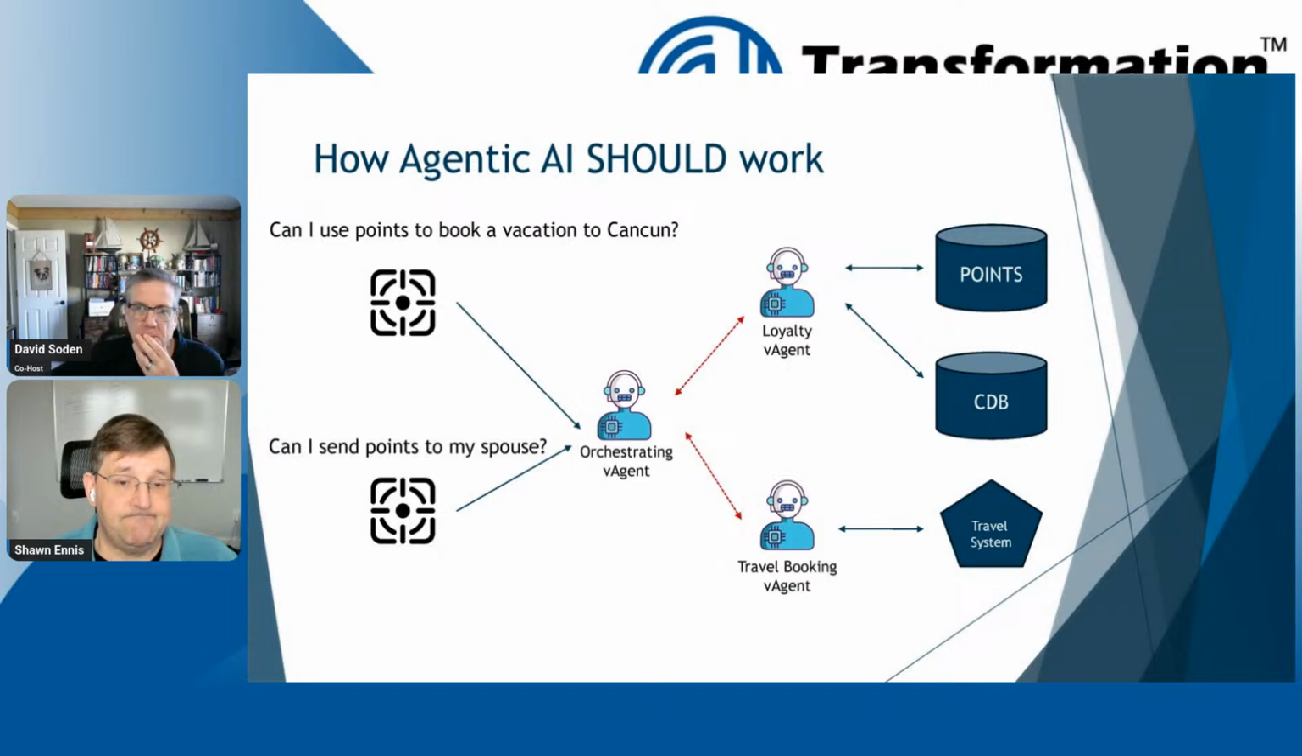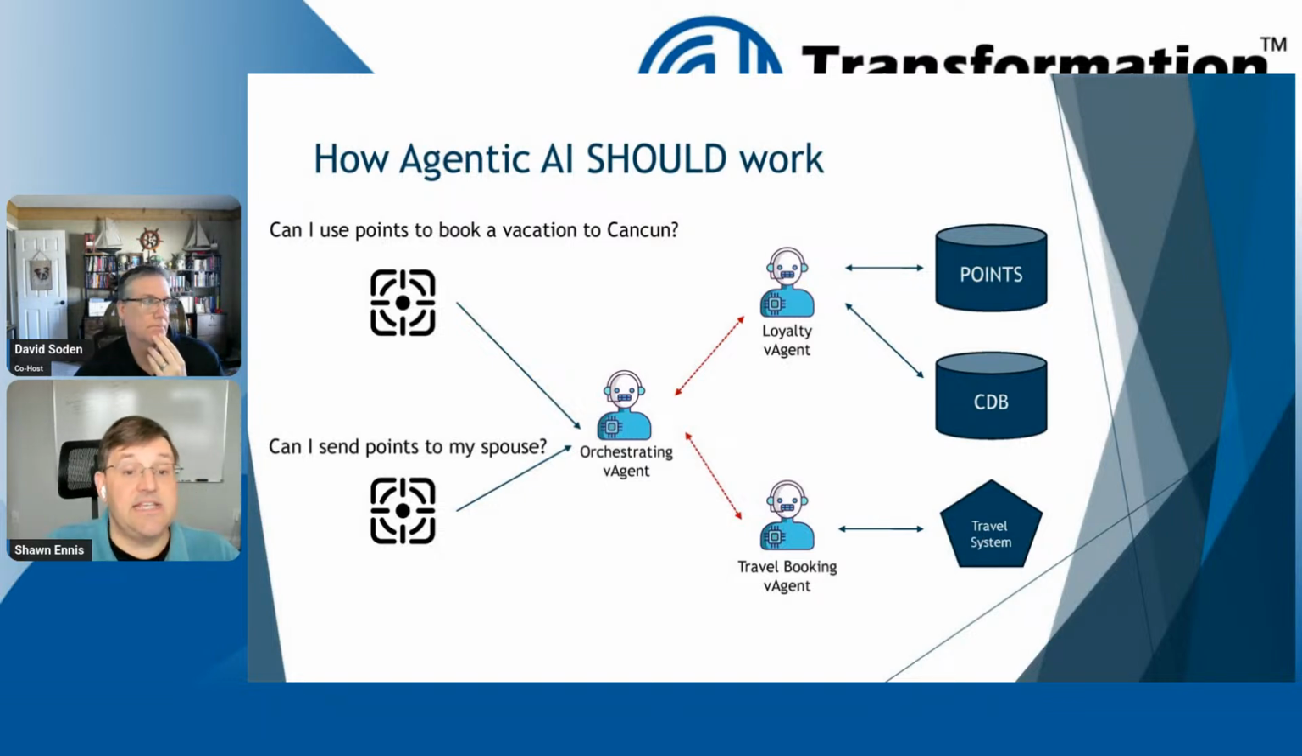Yep. So, how should it work? Well, like I said, you have this orchestrating virtual agent right in the middle that understands the journey. So it says, hey, can I use points to book a vacation at Cancun? It would look at the loyalty agent that understands how points are used and the rules of what points they have and what are the rules to redeem them, right? And so it could find out, do you have enough points? And then the traveling agent that can do the booking of the travel system, the orchestrating agent can talk to those two agents to fulfill that request.